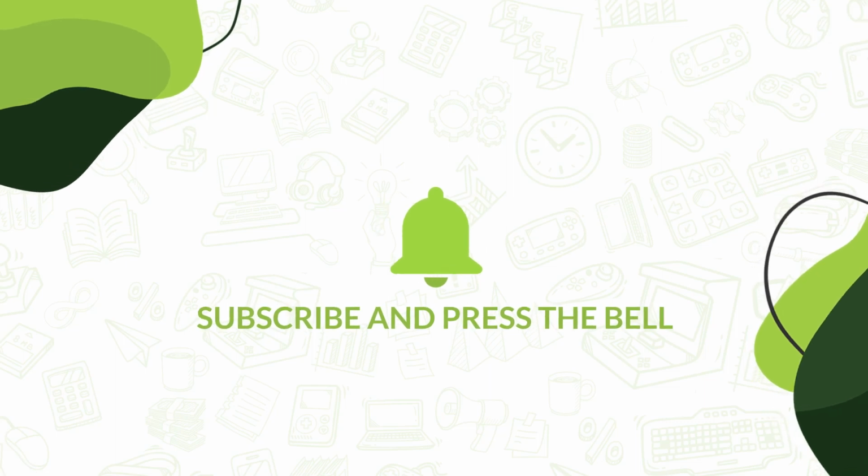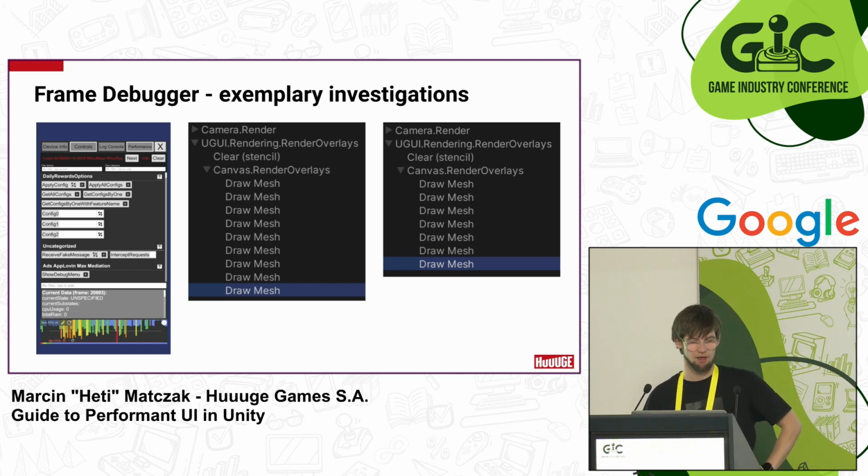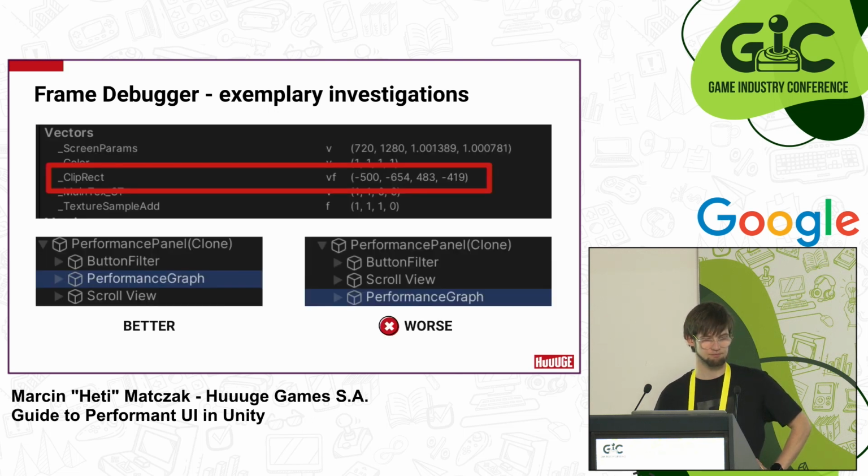So on the bottom, we have this graph. Above there's a scroll view that contains some text, and above it is the input field for filtering the content of the scroll view. And what's important here is that the graph has a constant height and is always stuck to the bottom of the window. So its order in hierarchy doesn't matter. Whatever I put it, it will always be on the bottom of the screen. And I noticed that putting it higher than a scroll view made it render faster.